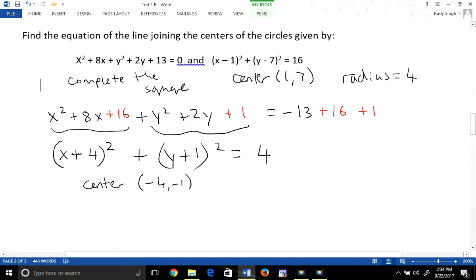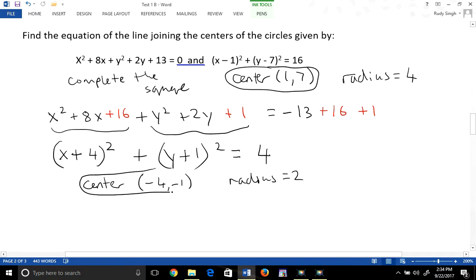The opposite signs of whatever's attached to the x and y, and the radius is equal to 2. So now we want the line between the two centers. We have (1, 7) and (-4, -1). So how do you find the equation of a line? So there's one center and here's another center. The equation of a line just requires 2 points, right?